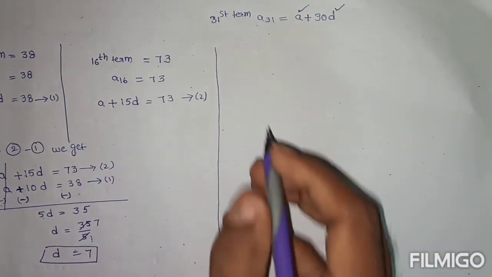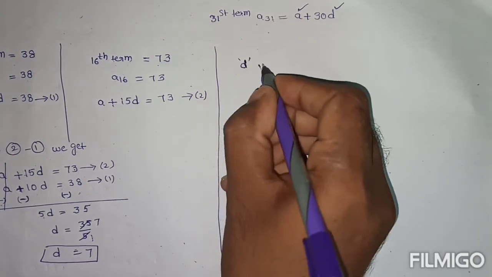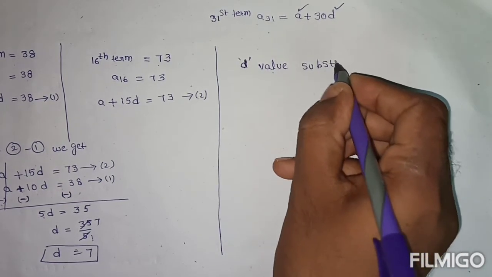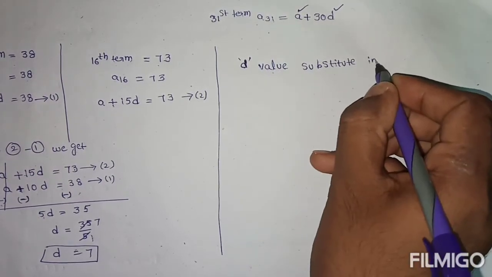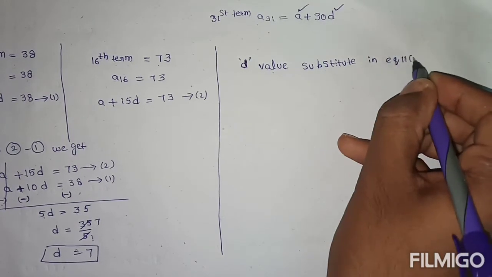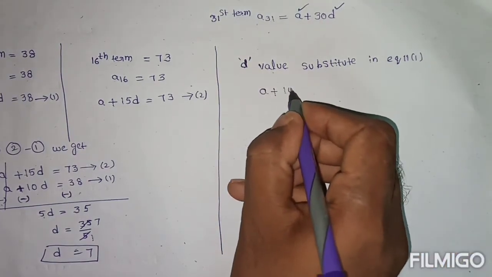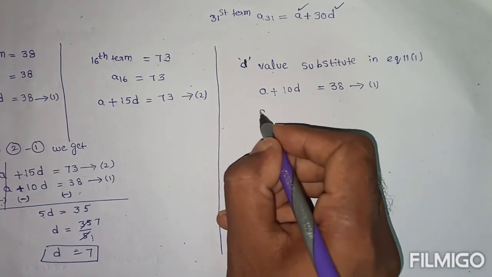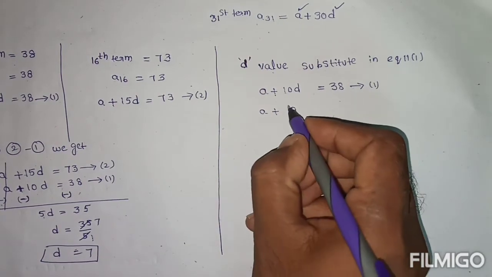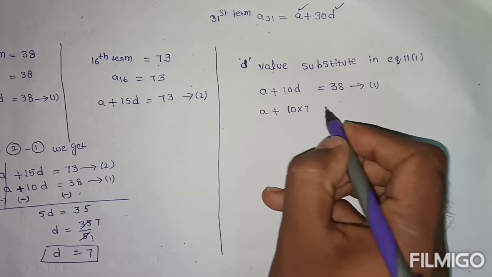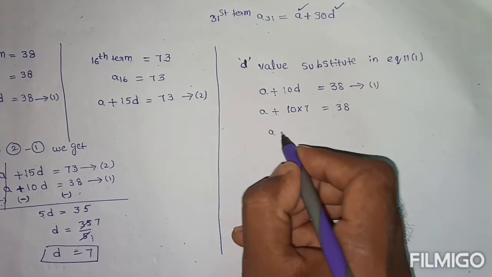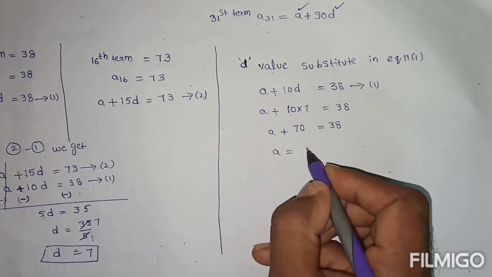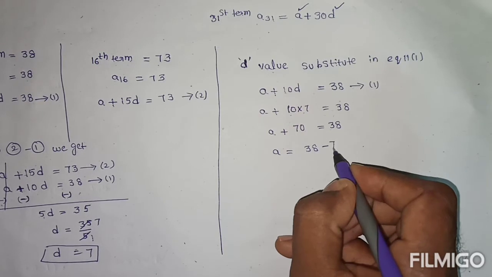So D value, substitute from the first equation, in equation 1. What is equation 1? A plus 10D is equal to 38. Equation number 1. So A is to be found. 10D means 10 into D value 7. A plus 10 into 7, that is 70, is equal to 38. A is equal to 38 minus 70, transposing 70.